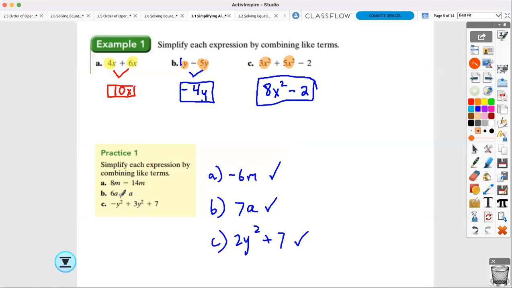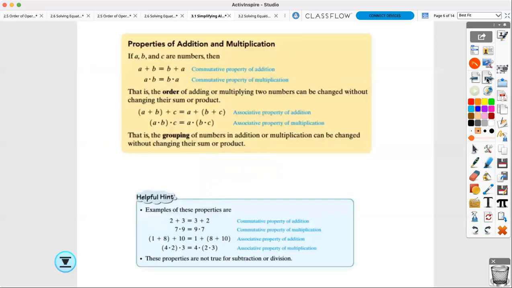The reason why B is 7a is because there's an a by itself, there's an invisible 1 in front of it. Remember that if there's no number in front of a letter, there is an invisible 1, class. All right, any questions so far on these practice problems? Because the expressions are going to get more difficult as we move forward. Any questions before we move on? All right, let's keep going.